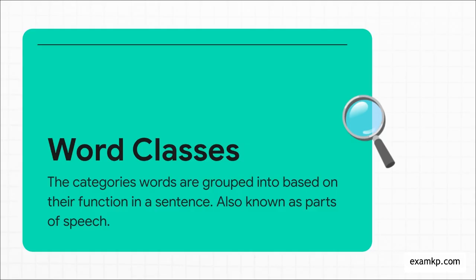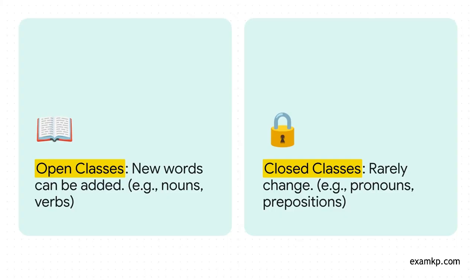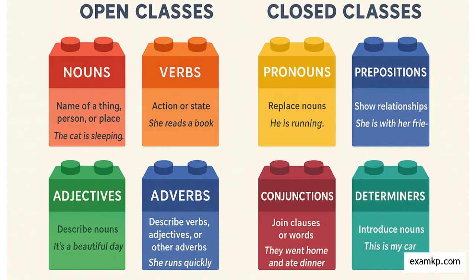To make things even simpler, all these word classes fall into two main groups. First, you've got open classes. These are always changing. New words like selfie or blog get added all the time. This is where your nouns and verbs hang out. Then you have closed classes, which is a fixed set of words that almost never changes. You know, we are not inventing new pronouns or prepositions. Just knowing this little distinction is a powerful shortcut.